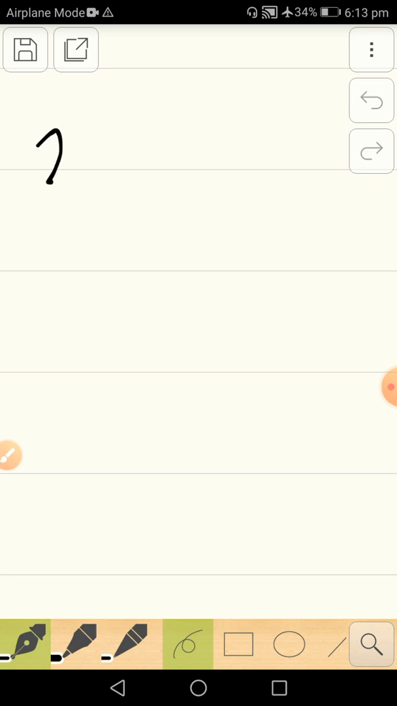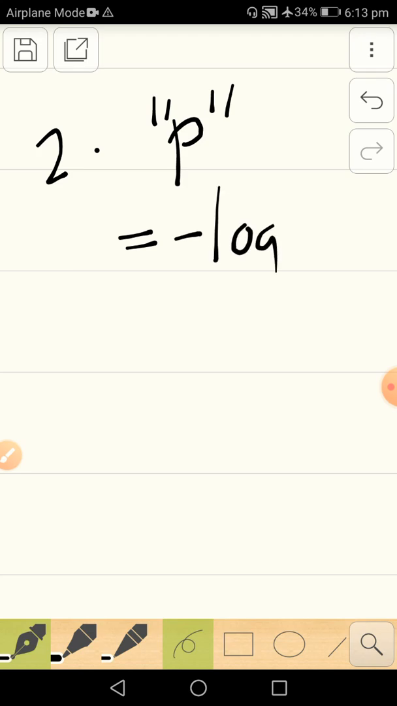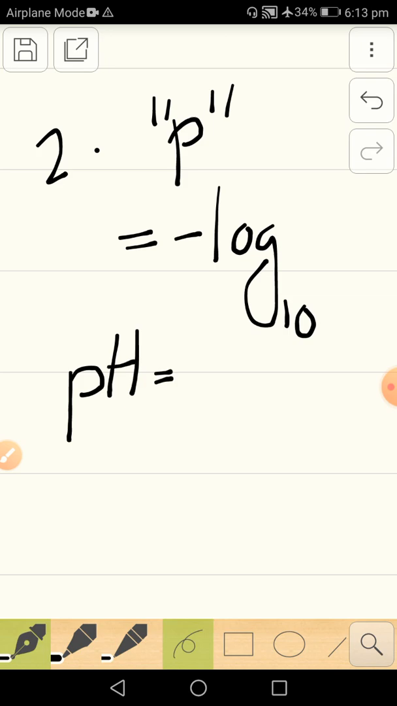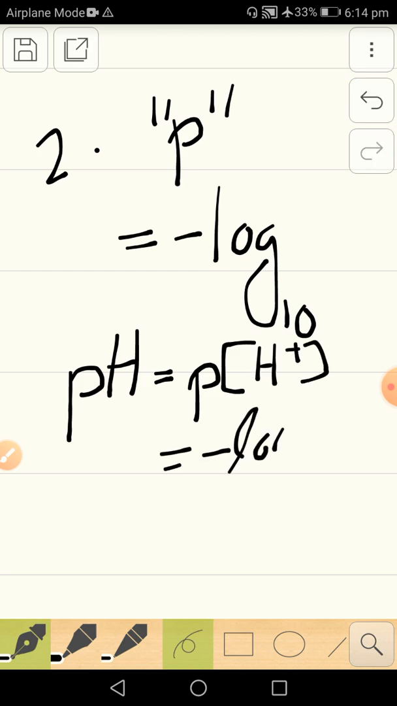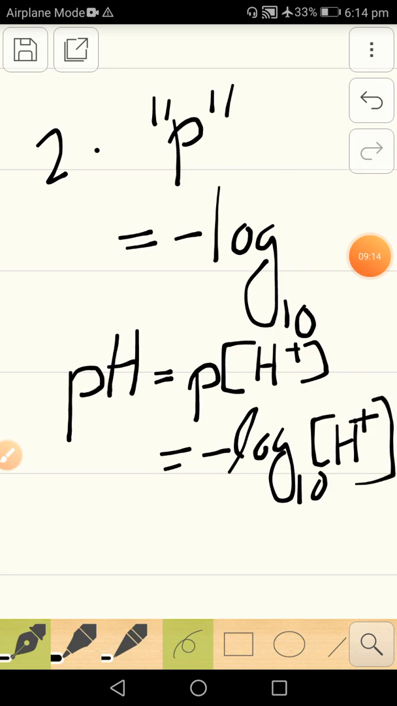Now let's look at the second theme. In chemistry we have a concept of small p, and small p is a mathematical function which actually means negative logarithm with base 10. So when you are talking about pH, which you may have heard in your junior classes, pH actually means the negative logarithm with base 10 of the concentration of H plus. So p in chemistry means minus log with base 10.